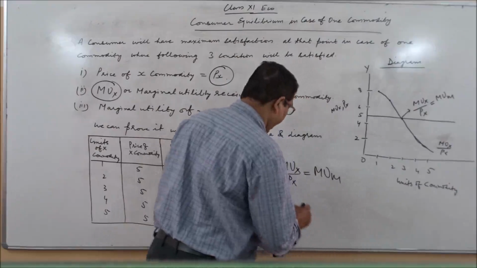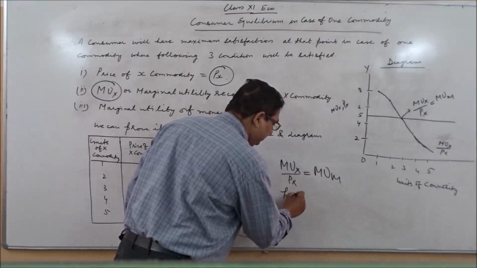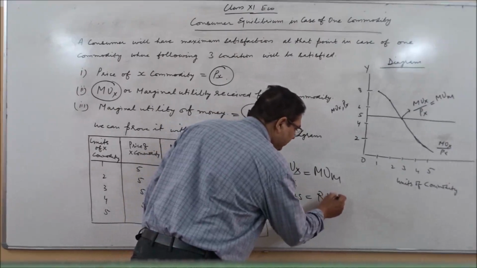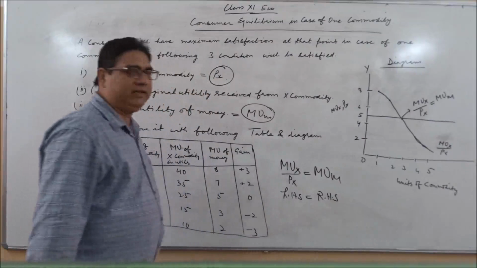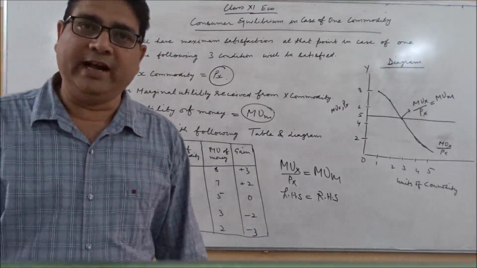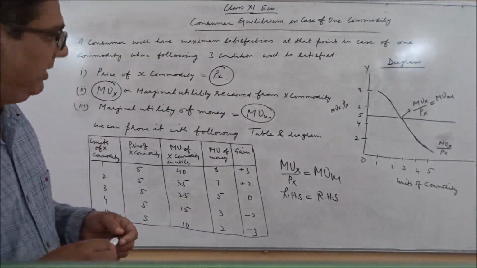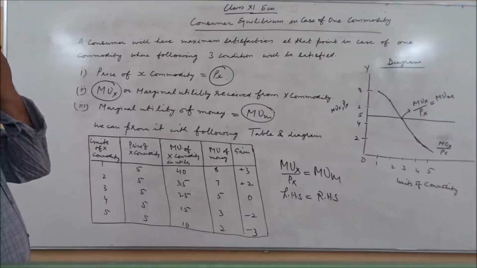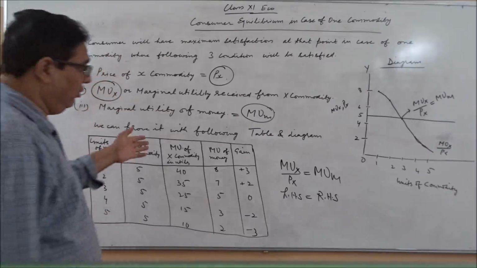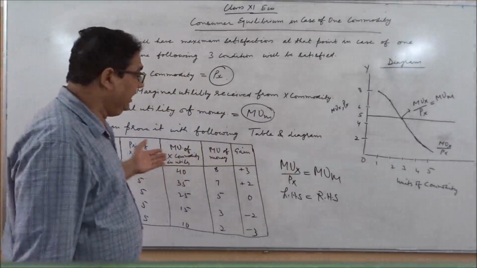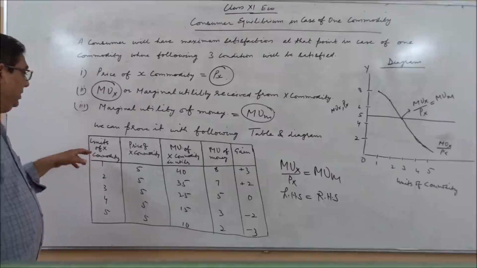It means the left hand side must be equal to the right hand side. So when the left hand side is equal to the right hand side, then consumer equilibrium will be attained. So my dear students, we can prove it with the help of the following table and diagram.